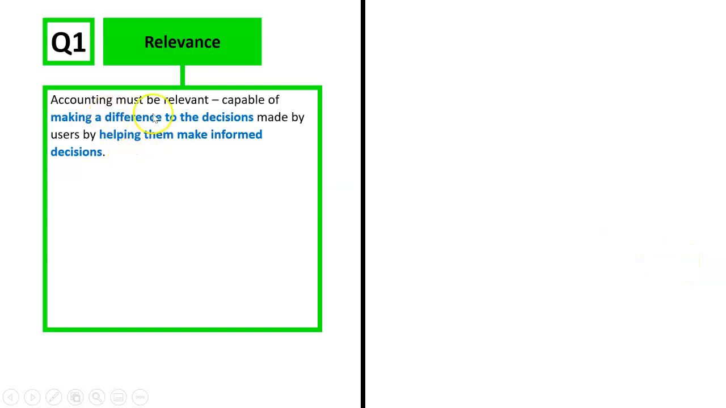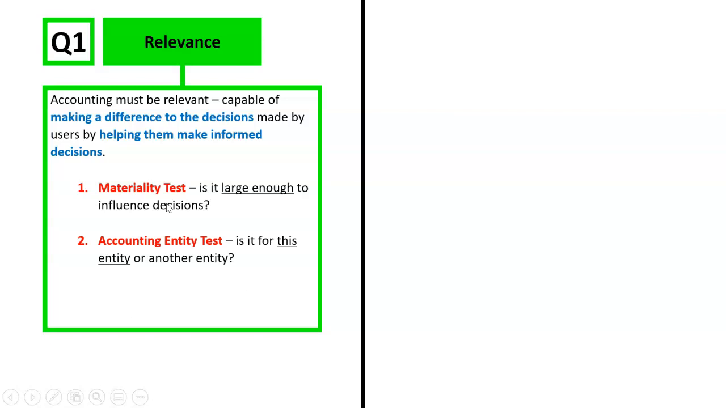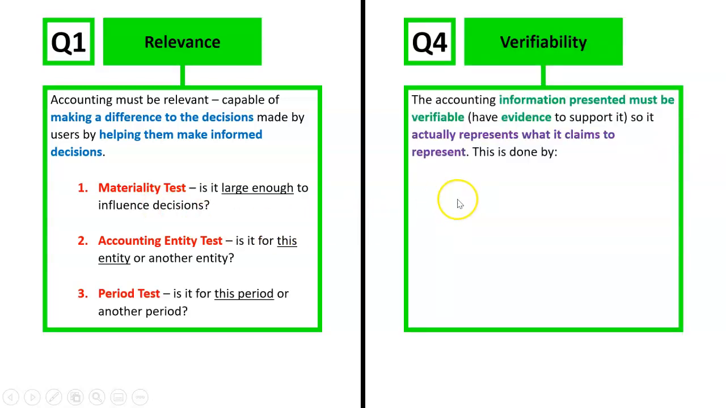Relevance says accounting must be relevant. What does that mean? It means it's got to be capable of making a difference to the decisions made by users by helping them make informed decisions. So it's all about decisions. Do we need this piece of information to make a good decision? And there's three tests. Is it material? Is it related to this entity? And is it related to this period? That's a little bit different to verifiability.